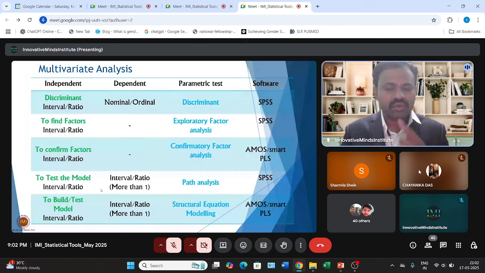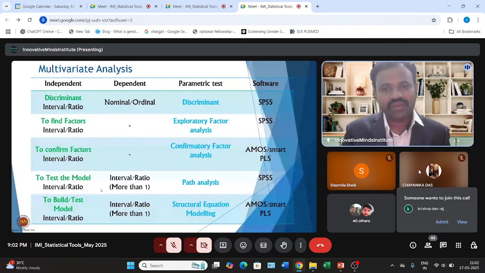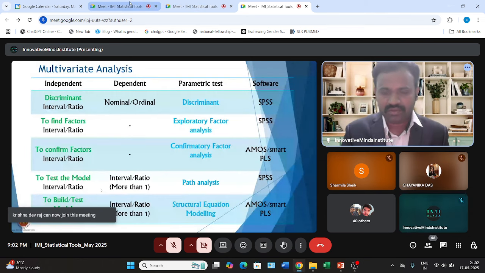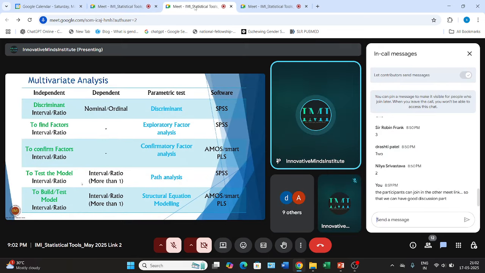And one more tip I would like to give you. Usually we check only reliability, right? Reliability you will do using SPSS. How to do the validity? Validity you can also get from the Smart PLS software. So for your understanding, go to the next one.